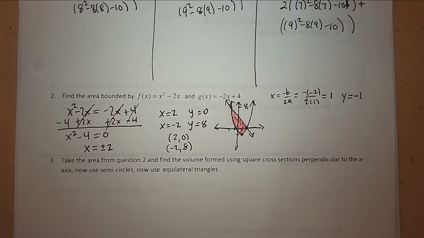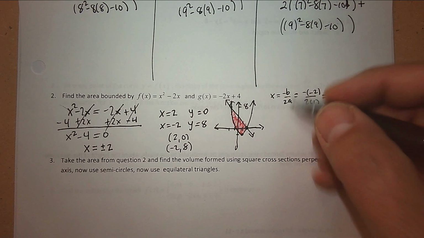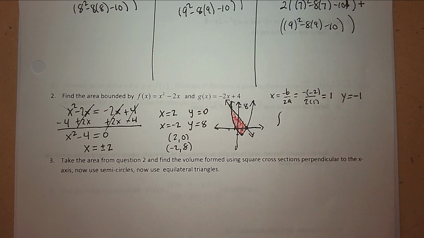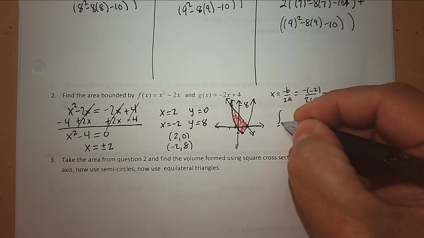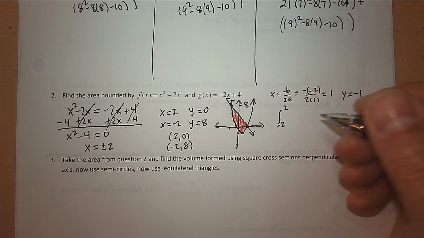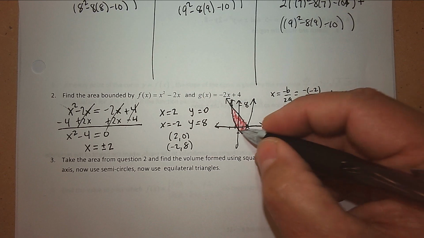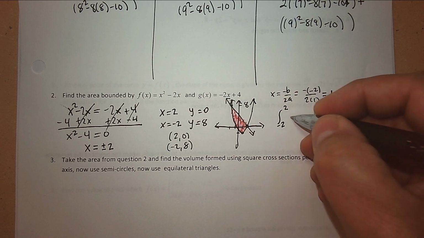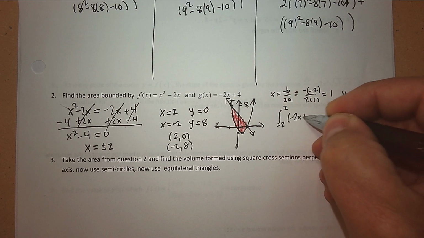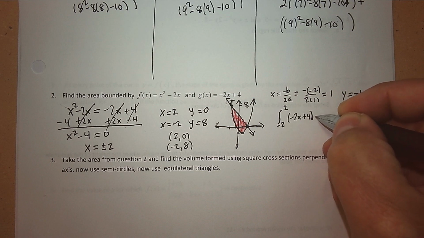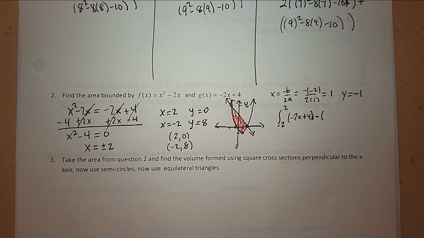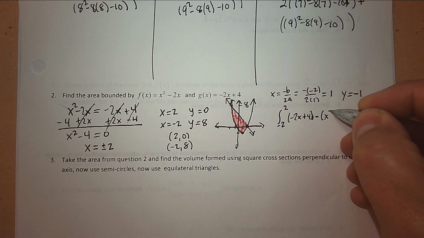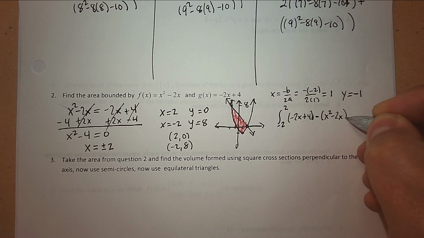What's the calculus that allows me to find the area trapped between two equations? This is an integration question. What are the bounds? From negative 2 to positive 2. Then what do I set up? Which equation is above the other one? So negative 2x plus 4. And then what do I do? Subtract. It's top, subtract, bottom. And the bottom is x squared minus 2x. And that's dx.